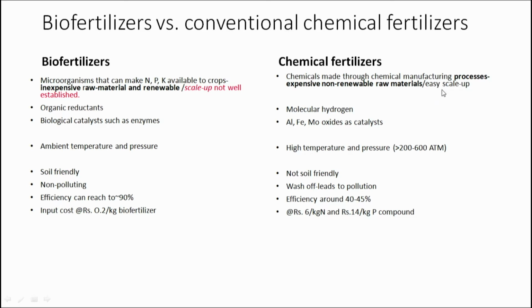This kind of processing has been nearly perfected. On the other hand, biofertilizers are essentially live microorganisms which are going to act as fertilizers. These are microorganisms which can make ammonia, so in other words, nitrogen can be supplied in the form of ammonia. Similarly, they can supply phosphates and potassium to crops, and they start out with inexpensive raw material. That is, these microorganisms can be cultivated on very simple sugars like sucrose or glucose, which are very inexpensive.